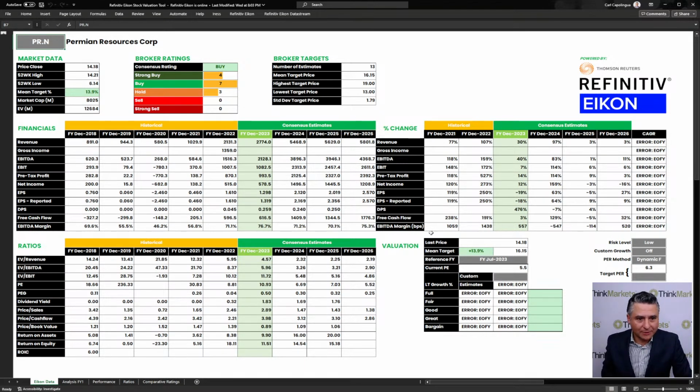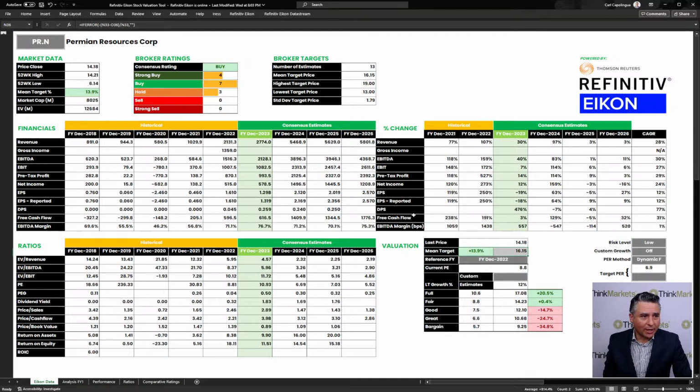Let us head over here, Permian, and then we're going to do Abercrombie and Fitch, and that's going to be Deck 22 because we're in the current financial year. And 13 brokers covering, their price target quite a bit higher there, 16.15, 13% to the upside. 4 strong buys, 7 buys, 3 holds, no sells.